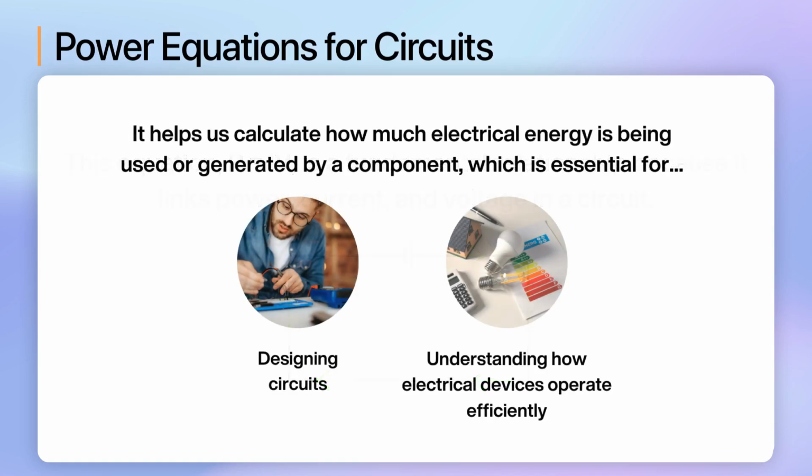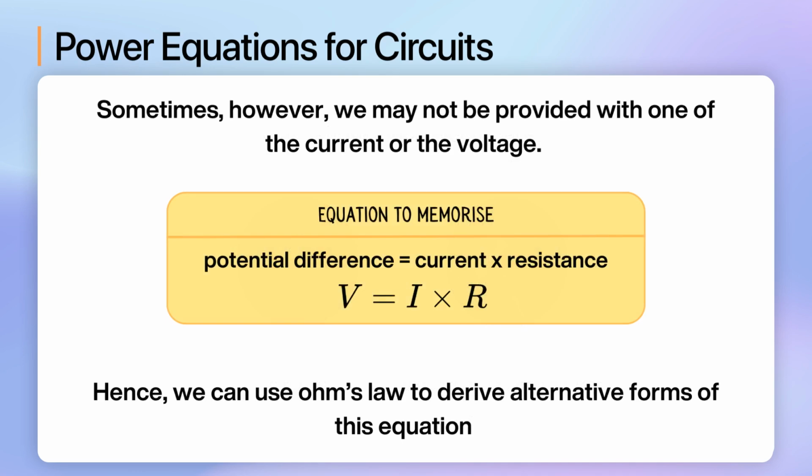It helps us calculate how much electrical energy is being used or generated by a component, which is essential for designing circuits and understanding how electrical devices operate efficiently. Sometimes, however, we may not be provided with one of the current or the voltage. Hence, we can use Ohm's law to derive alternative forms of this equation. Remember that Ohm's law states that V equals IR, where V is the voltage, I is the current, and R is the resistance.